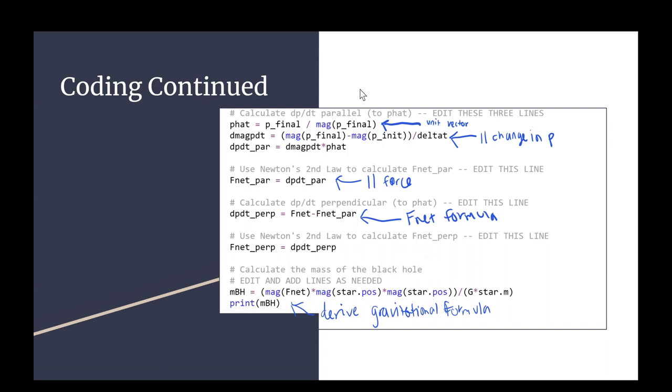We have parallel change in P, which we know beforehand that F net equals delta P over delta t, the parallel force. The F net perpendicular formula is F net minus F net of parallel. And then for the mass of the black hole, we just derived the gravitational formula.